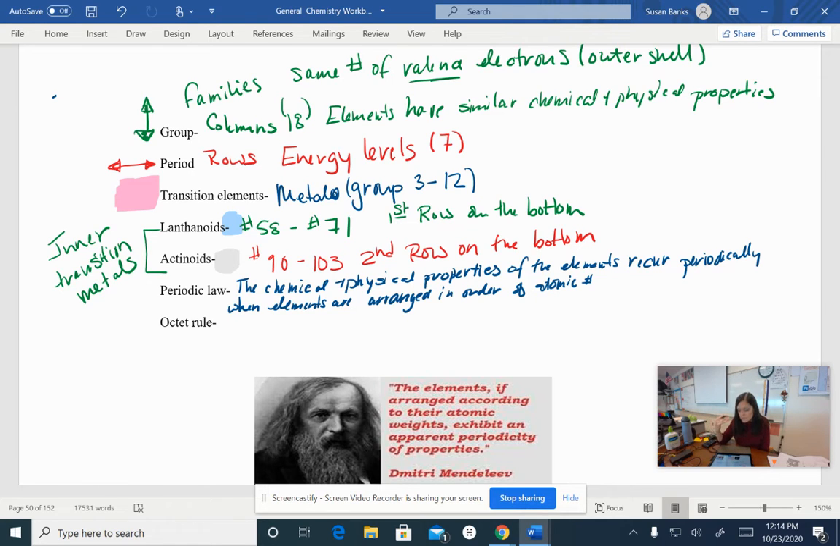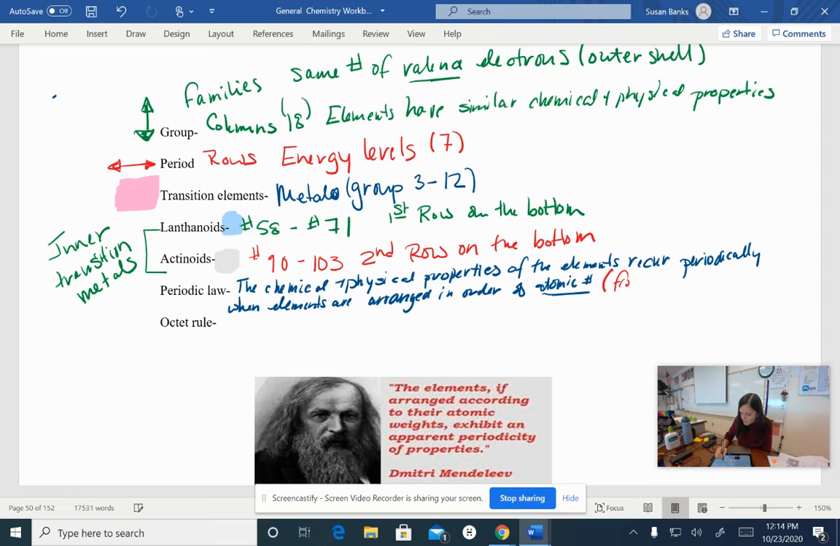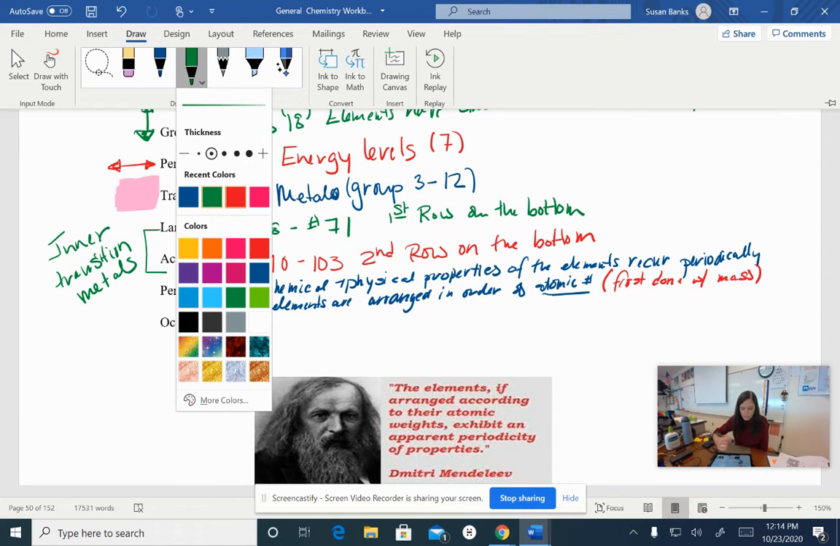Now remember, when Dmitri Mendeleev first did this, he didn't do it according to atomic number that we did. It was first done with mass. And we've realized now that it's not the mass that determines the element, it's the number of protons or the atomic number. So we do it with atomic number now.